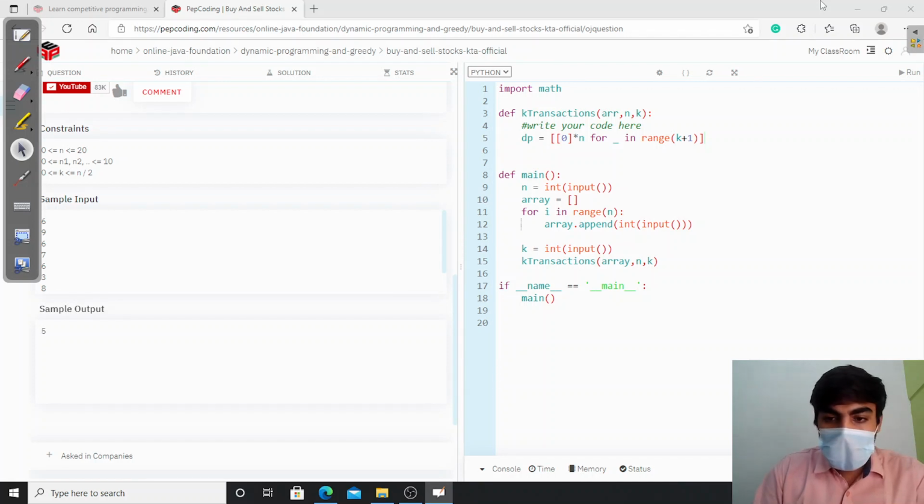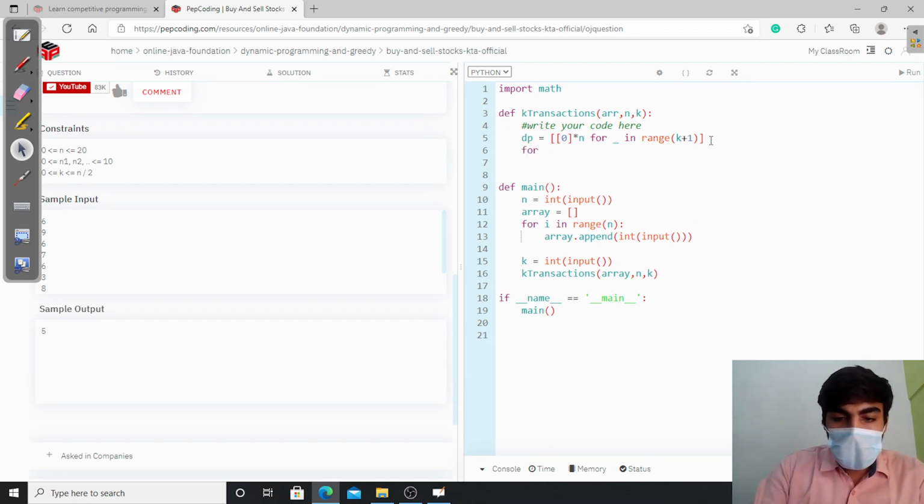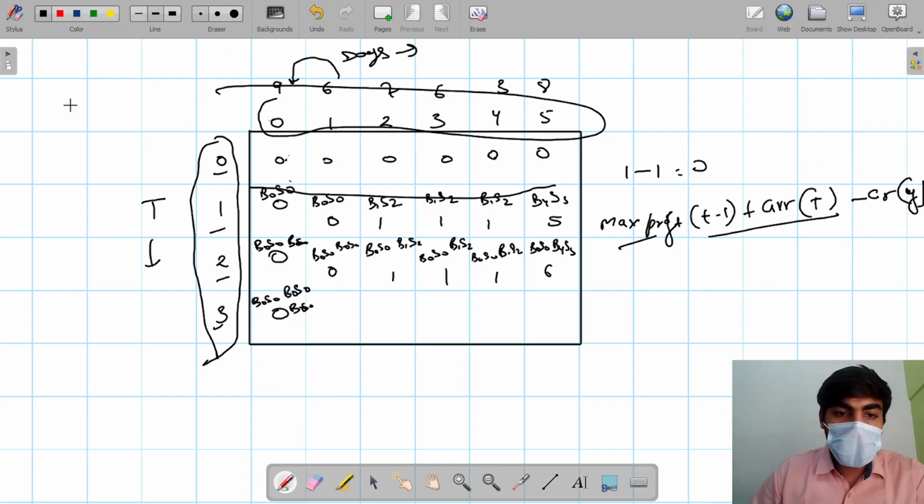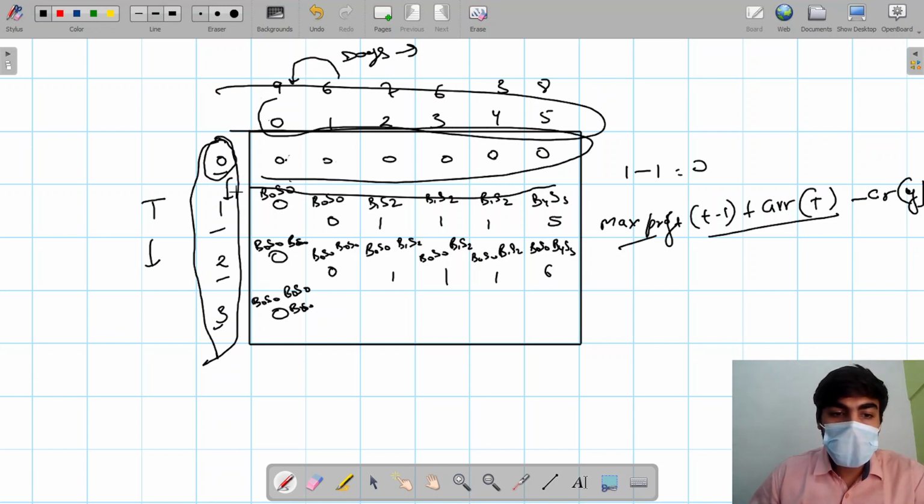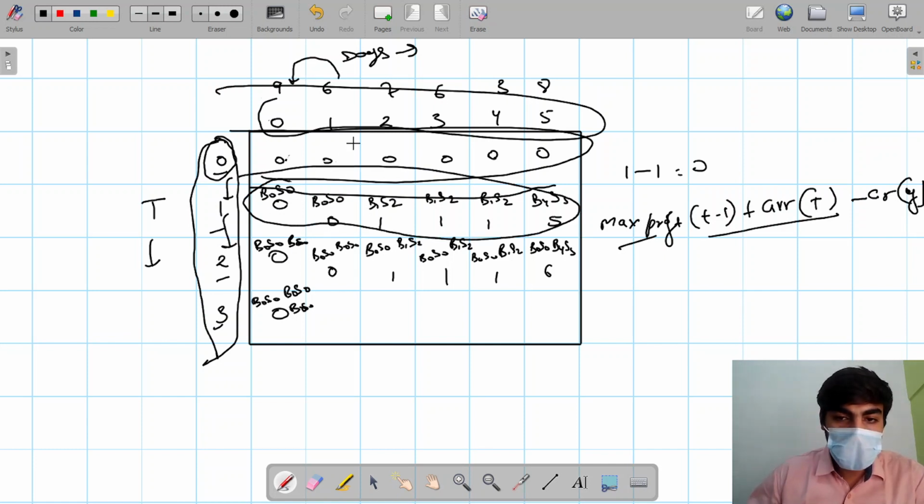Okay, let's start. I am taking a for loop for transactions on the outer side, range of 1 to k plus 1. Why am I doing this? Because we are taking one transaction and checking for all the days. Then that transaction is complete, so we move to the next one, check for all days, then move to the next one.